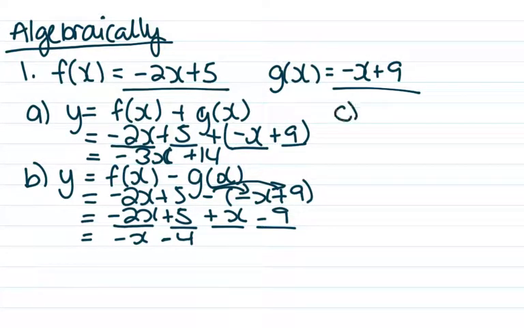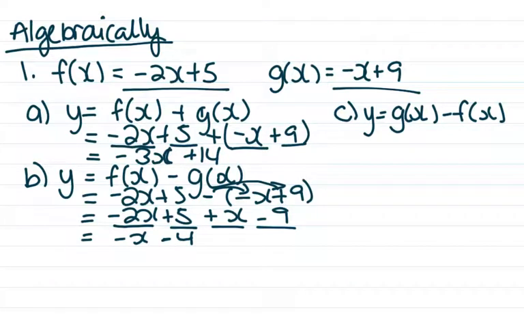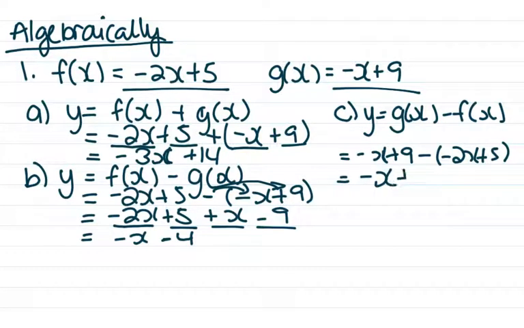Letter C, we're going to flip them around and do y equals g of x minus f of x now. So now I have negative x plus 9 minus negative 2x plus 5. I'm going to eliminate the brackets. So negative x plus 9 plus 2x minus 5. Negative x plus 2x is 1x, and 9 minus 5 is 4. So x plus 4.